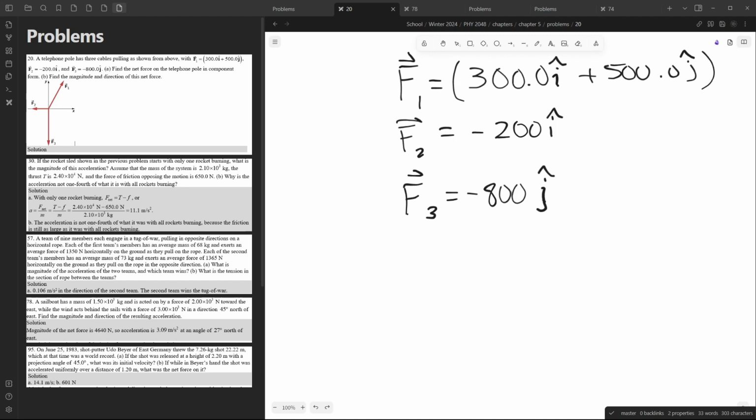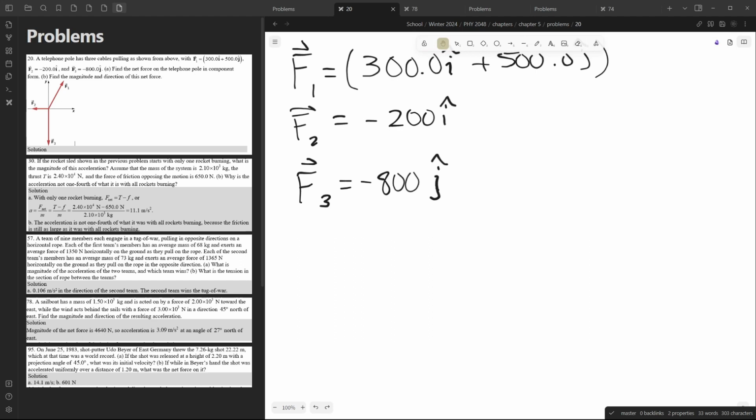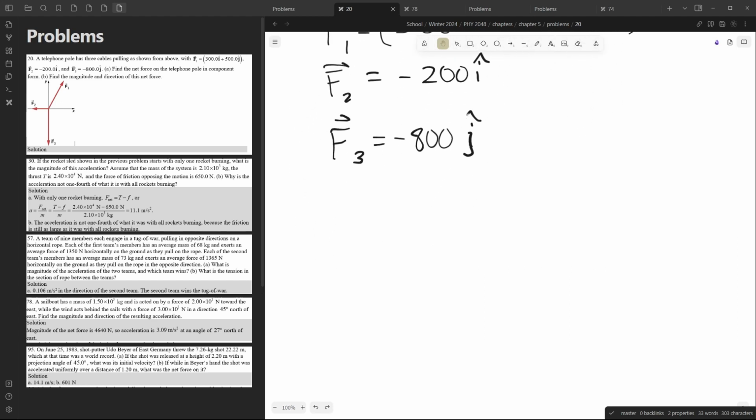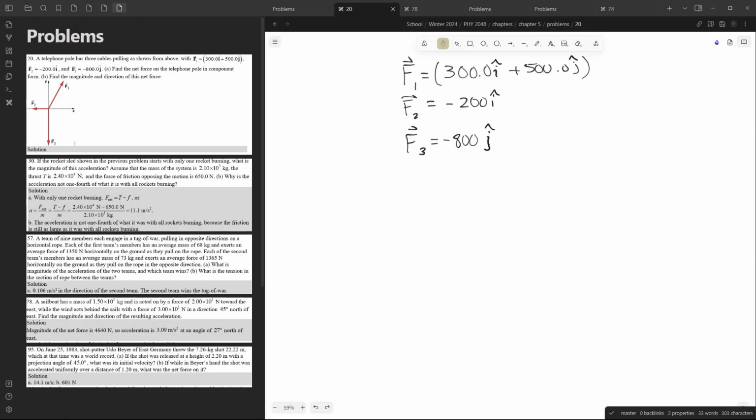Find the net force on a telephone pole in component form. Okay, easy peasy lemon squeezy. So this is literally just adding these all up. I don't know how this could be even more complicated. So let's go ahead and add them up.